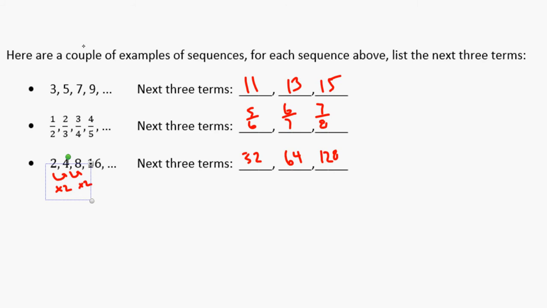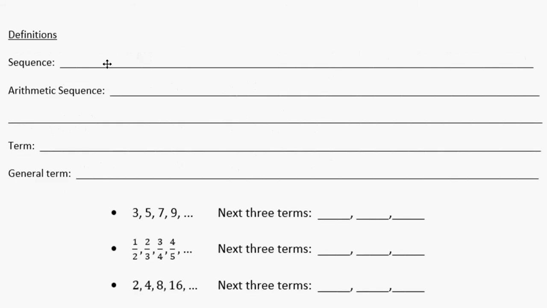These are all examples of sequences. Why? Well, what is a sequence? A sequence is an ordered list of numbers. And so, as we can see down here, these are all ordered lists of numbers.